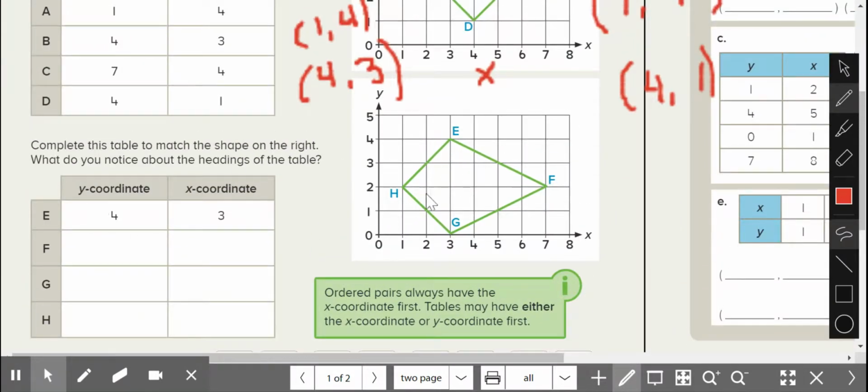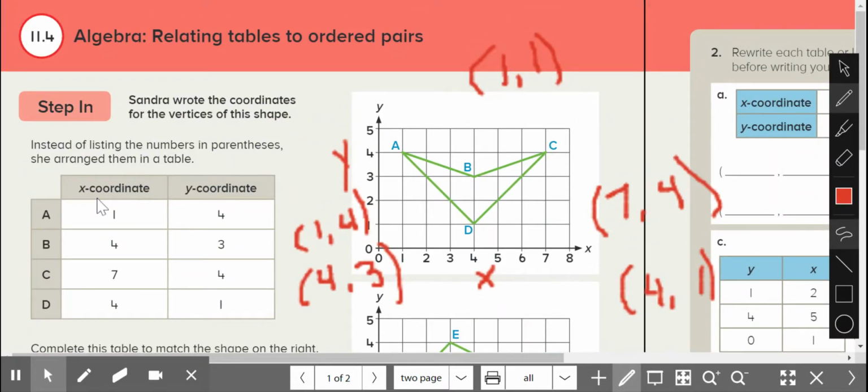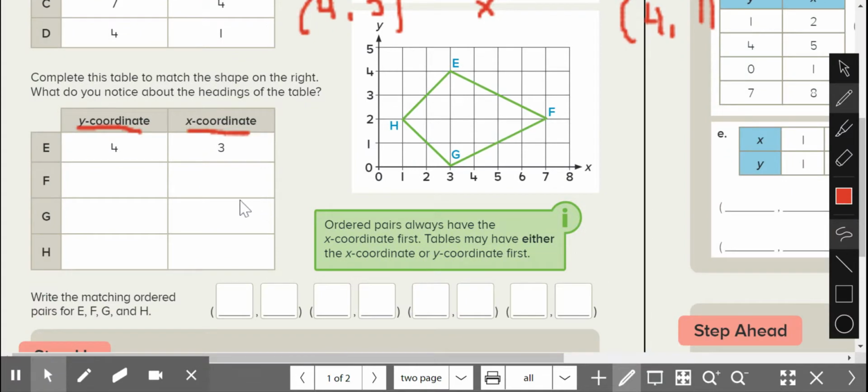Now we get to do this on our own. E is found on 4 and 3. Let's find out if that's correct. 4, 3. Oh, look at this. Look at what they did. They switched them around. This time we have the y-coordinate first and then the x-coordinate. In this chart, they have the x-coordinate and the y-coordinate. I imagine we'll need to be careful and pay attention closely.